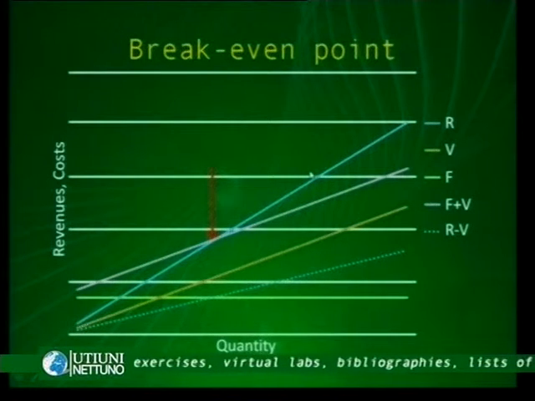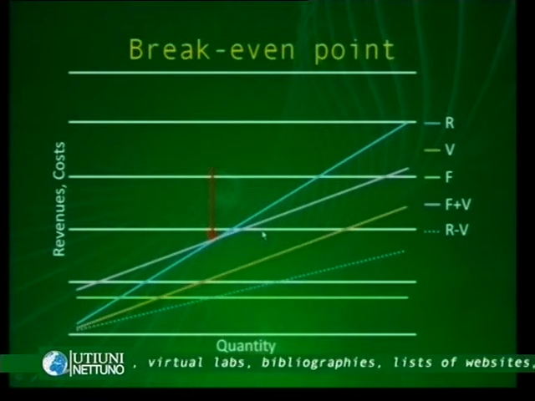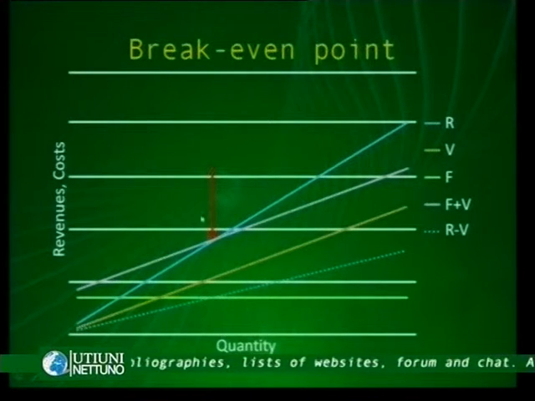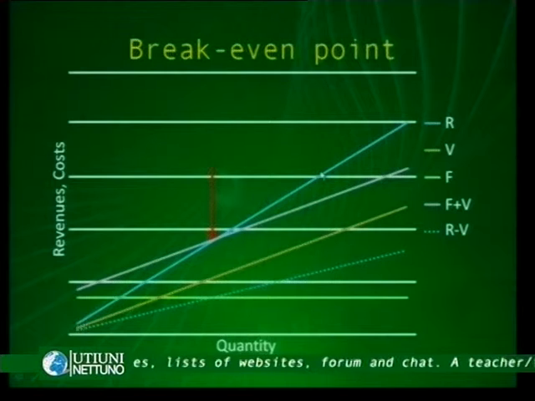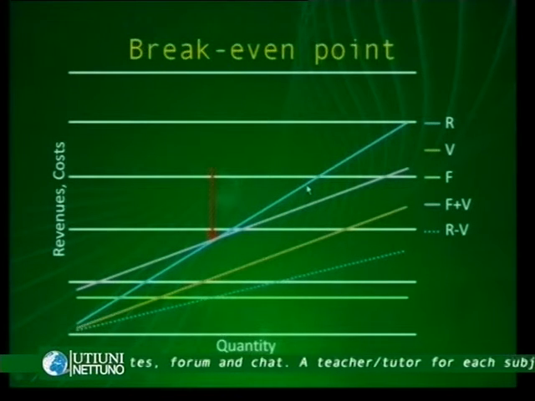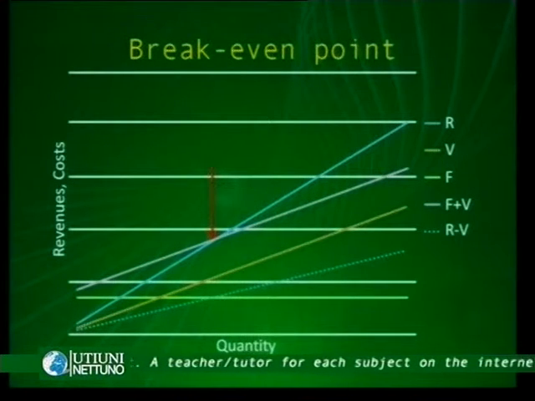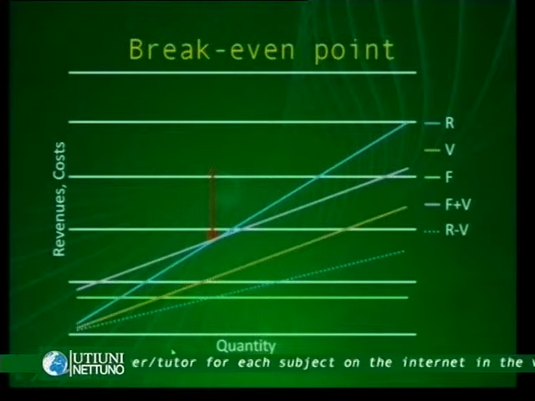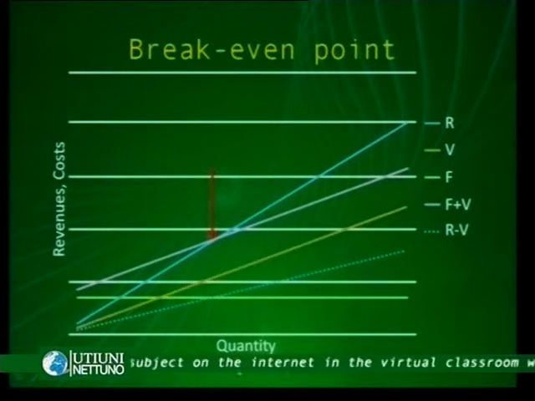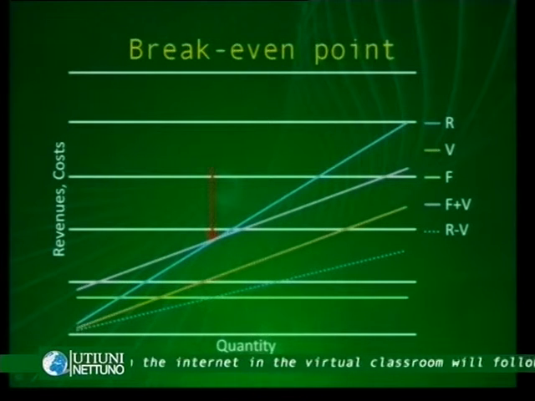Here I have different lines, and then we'll see what is the meaning of each of these lines. So the blue line that is here is the line of the revenues. This line is clearly obtained by multiplying the per unit sales price times the quantities that are sold. So as you can see, the revenues increase proportionally with the quantity that I read here on the x-axis.